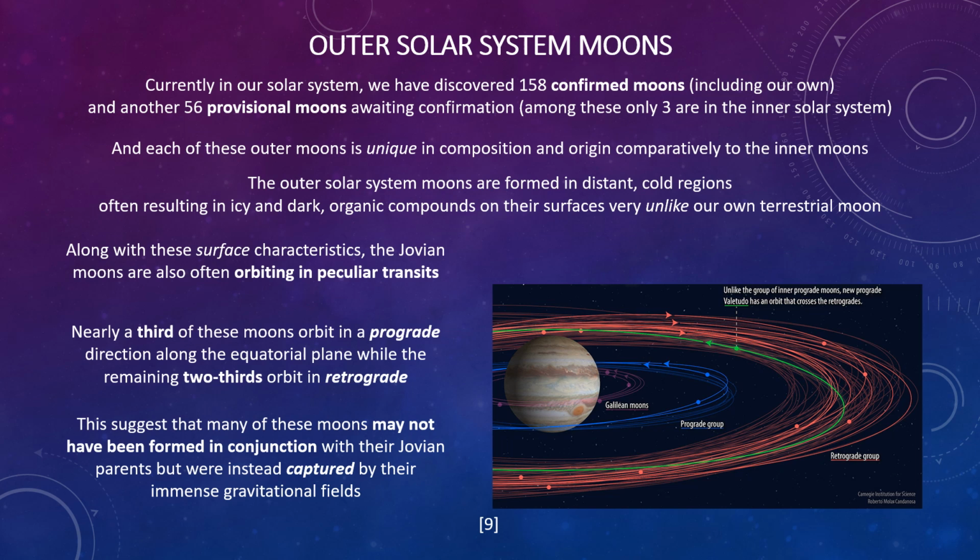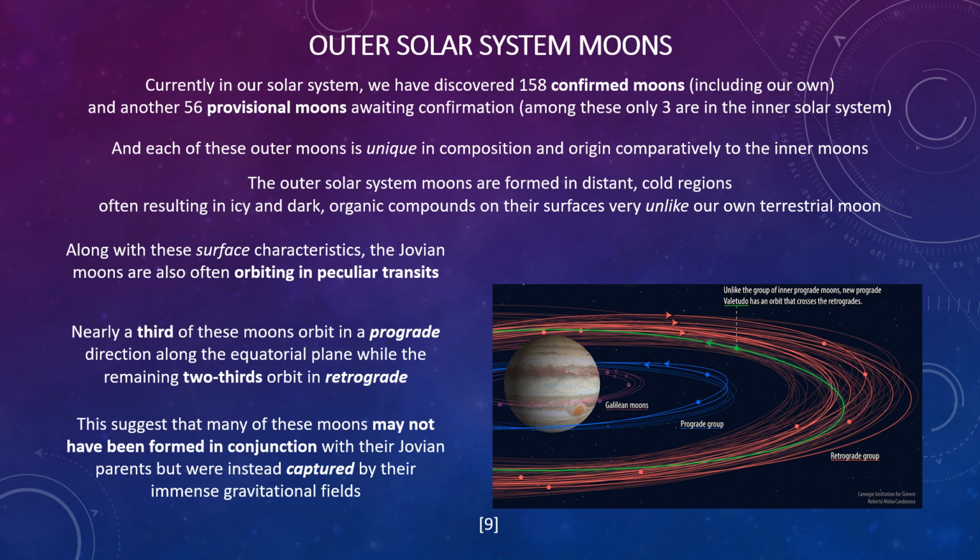Nearly a third of the moons around Jupiter orbit in prograde direction along the equatorial plane. So they are orbiting with the direction of the equatorial plane. That's the pro in prograde. And two thirds of them are orbiting in the opposite direction of the equatorial plane. So that is in retrograde. And this suggests that many of these moons may have not formed in conjunction with their Jovian planets, but instead were captured by the immense gravitational fields of these gas giants.